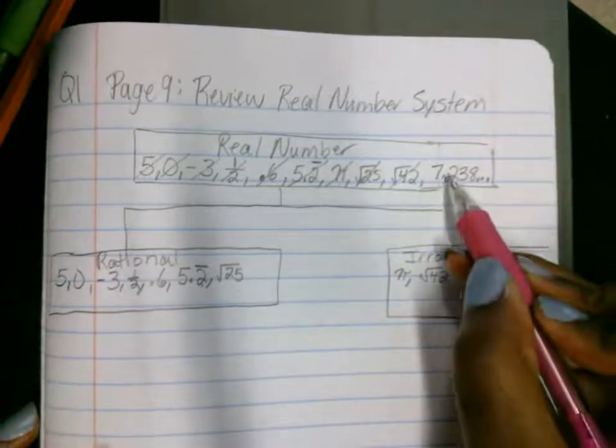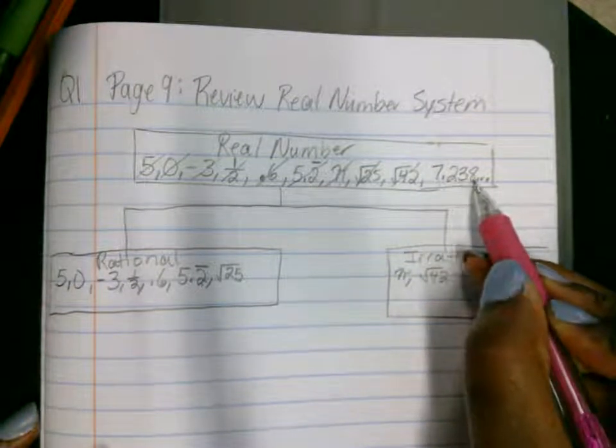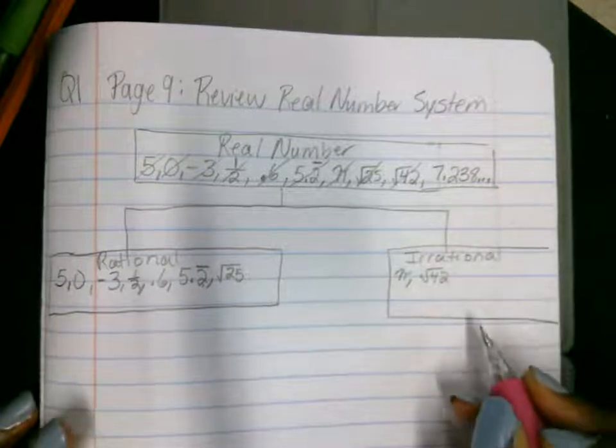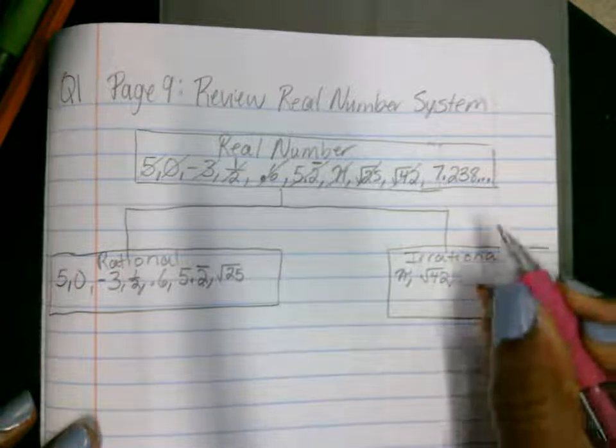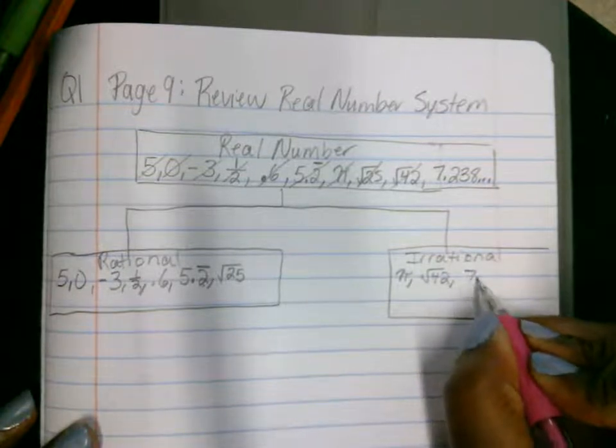What about 7.238 dot dot dot? Is that rational or irrational? It's irrational because you don't know what number is coming next. Good job, y'all.